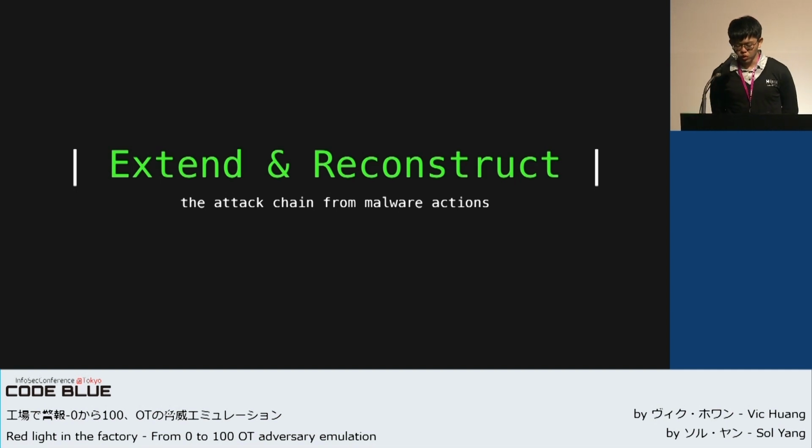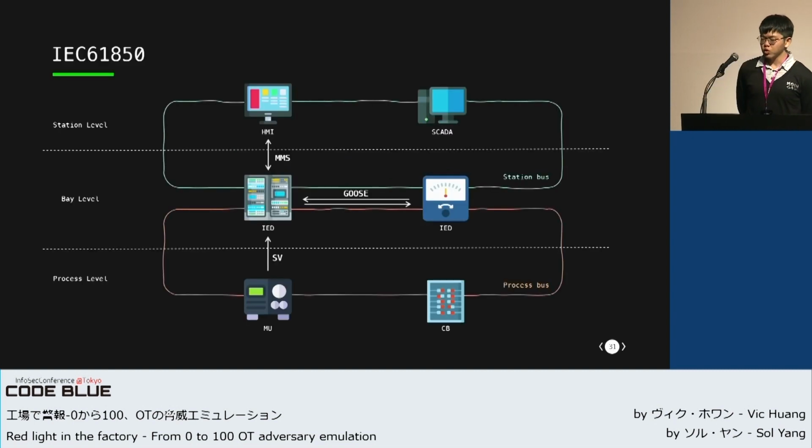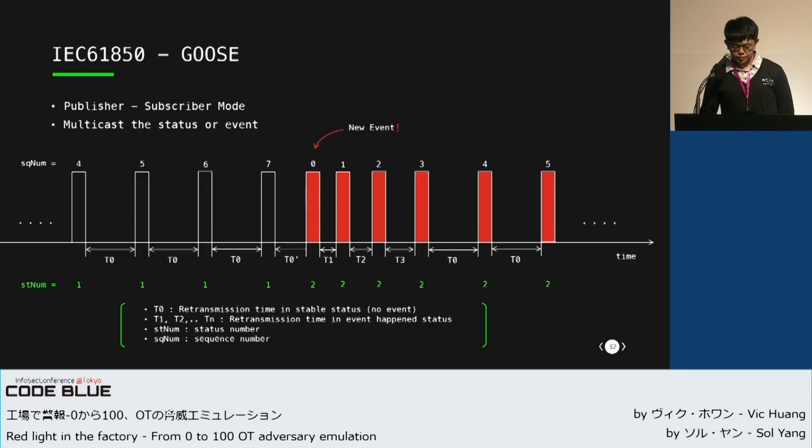Next, we will show a case using 2 different ICS protocols, and after each explanation we will show our demo video. First, we want to talk about IEC 61850. It is a standard used in electrical environments and has 3 protocols in it. One is MMS, used to control the device. Another is SV, used to measure the device value. And the other is GOOSE, used to pass event alerts between IED devices.